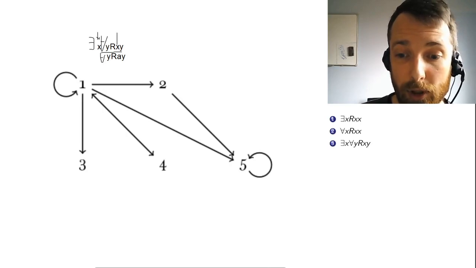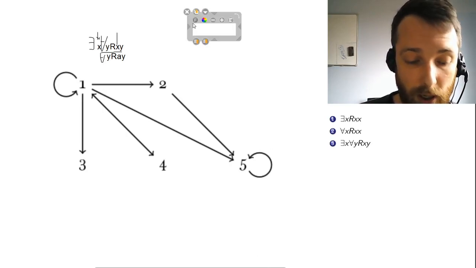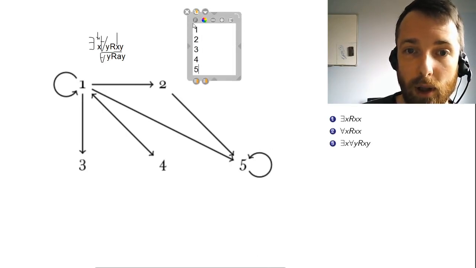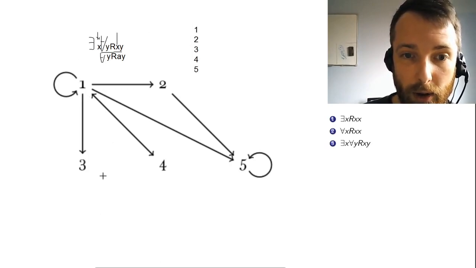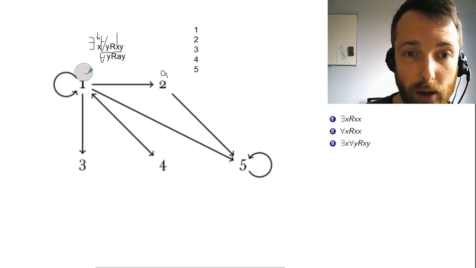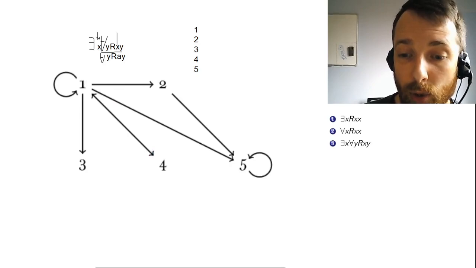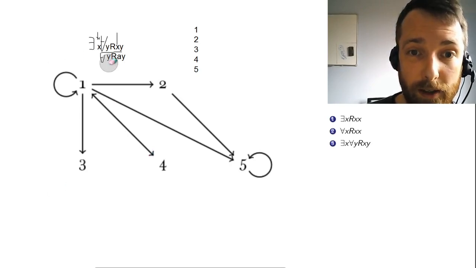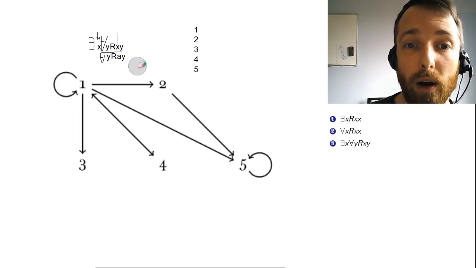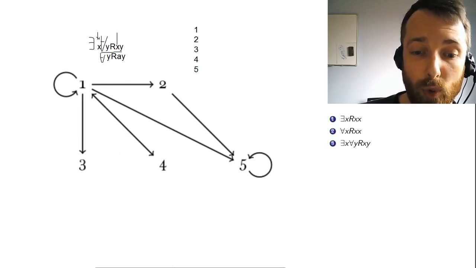Now I'm going to check those same 5 cases. I'm going to try putting a on object 1, then I'll try putting it on 2, 3, 4, 5, etc. Now how do I check whether the new sentence, universal y, Ray, is true when, let's say, a is on 1?